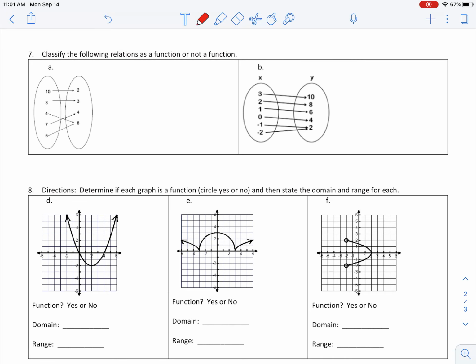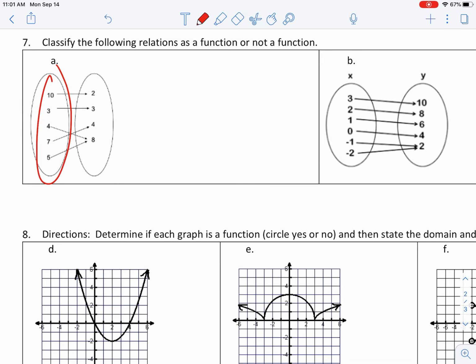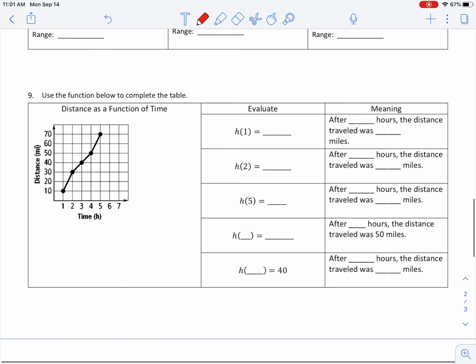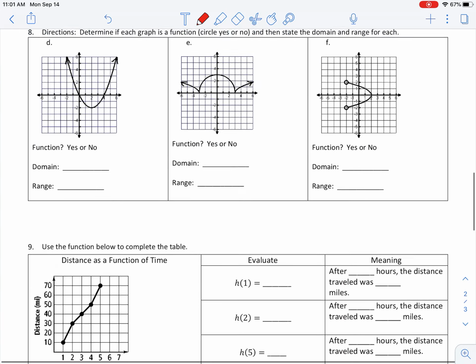All right, 7, function or not. Looking at the domain right here, I need to see more than one line coming out of it, going to a different y value, and we are good to go, so that's a function. Letter B, looking at the x's, the domain, we are good to go. That's a function as well. If, say, 3 was also going out to 4, or sorry, I drew it to 2. If 3 was also going out to 4, 3 cannot go to 10, and then 3 cannot go to 4. That would be not a function. But we do not have that, and we're good to go here.